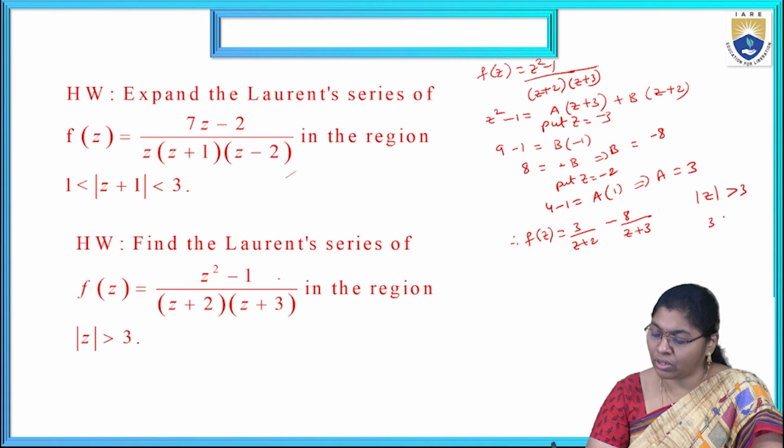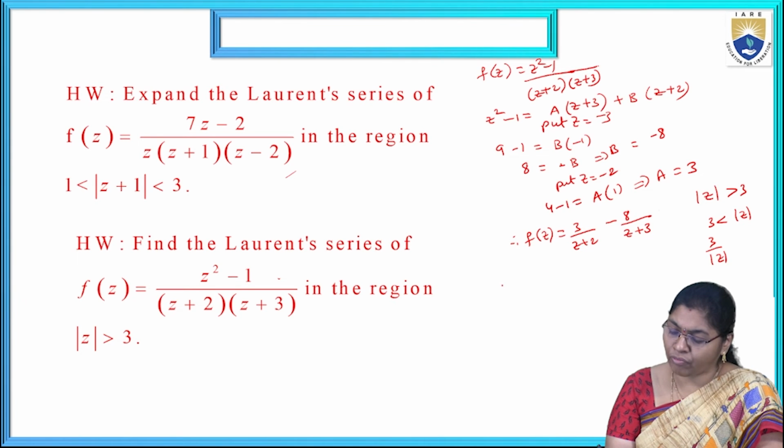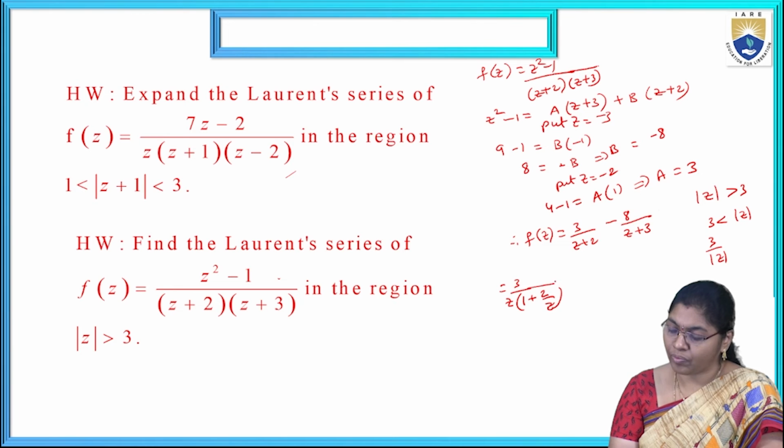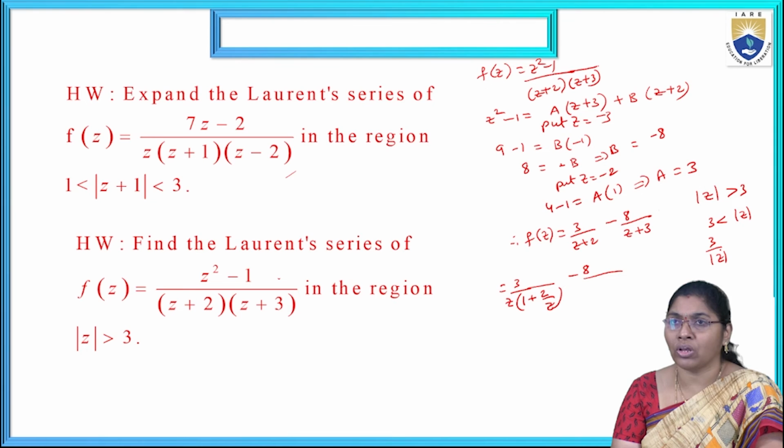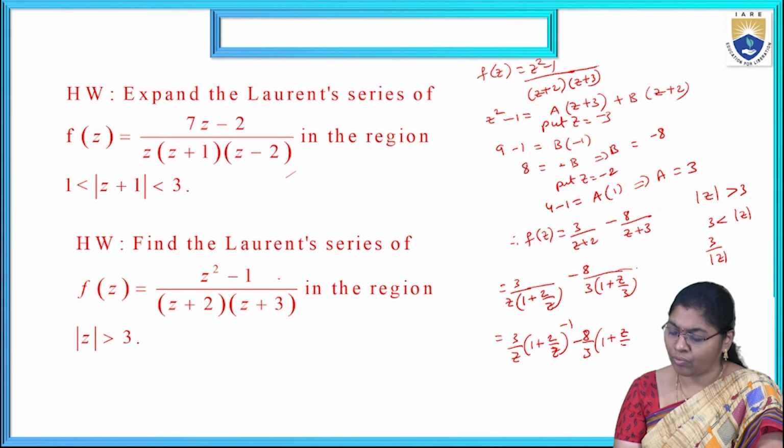That means 3 is less than mod z. That is the condition. Now the splitting of that one: 3/z, taking z common, is 1 plus 2/z. For the second term, we can take 3 common, 1 plus z/3. So we get 3/z into (1+2/z)⁻¹ minus 8/3 into (1+z/3)⁻¹.